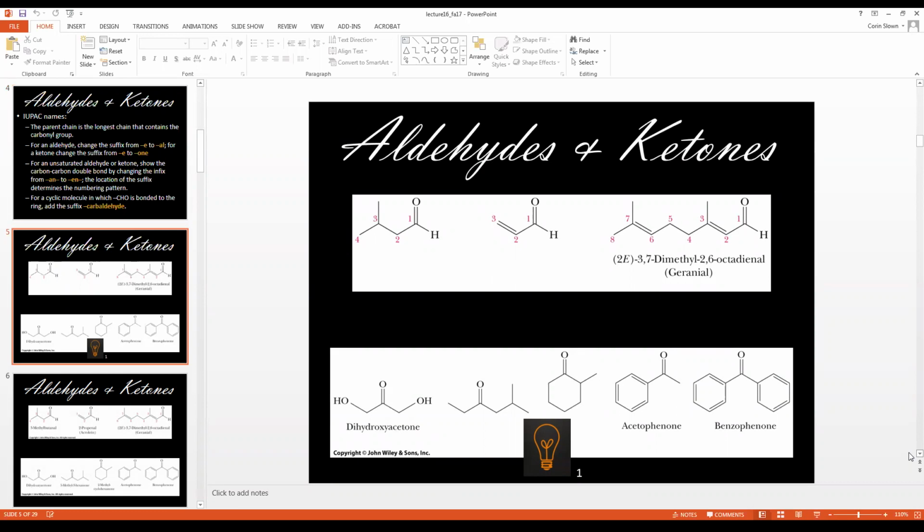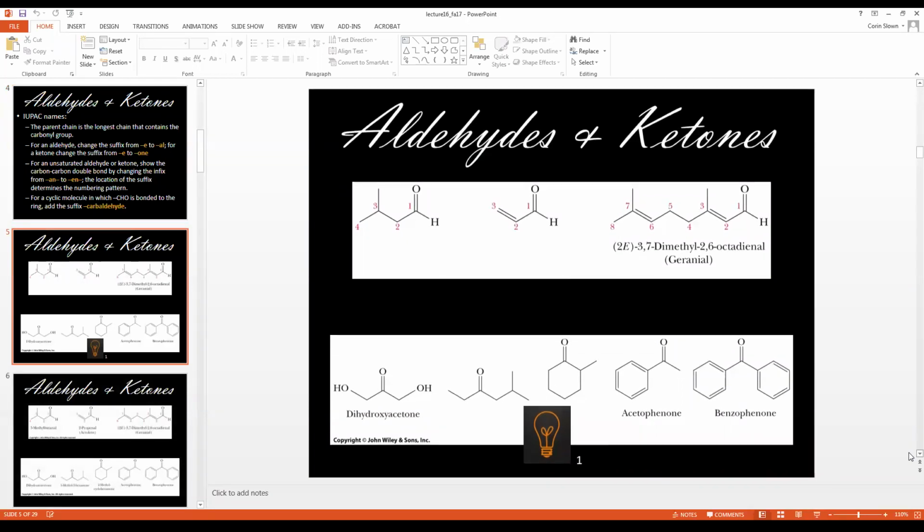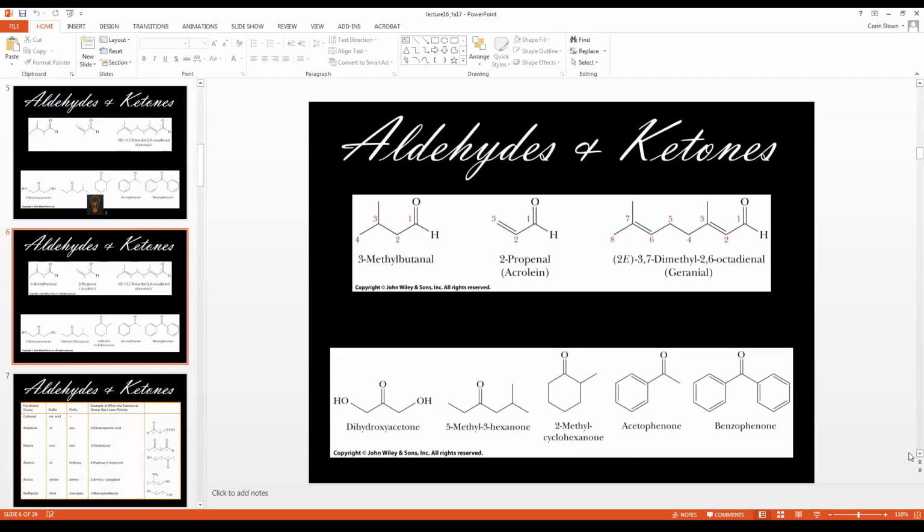So take a moment and see if you can name the 2 aldehydes and the 2 ketones that are shown here. And again, pause if you need to. Check your work. So 3-methylbutanal, propanal, 5-methyl-3-hexanone, and 2-methylcyclohexanone.